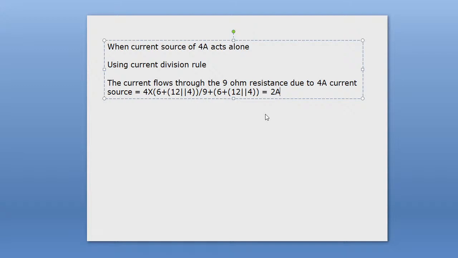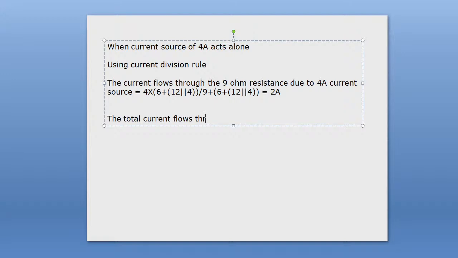2 ampere you will get. Everyone verify this thing. So therefore the total current which actually flows through a 9 ohm resistance for two sources is equal to 4 by 3 plus 2. This amount of current you will get equal to, you will get how much?